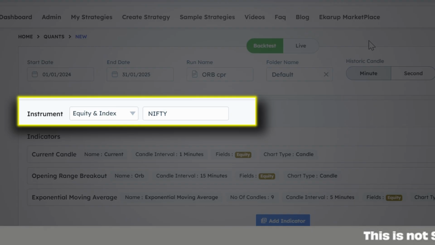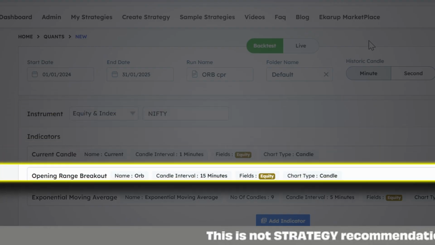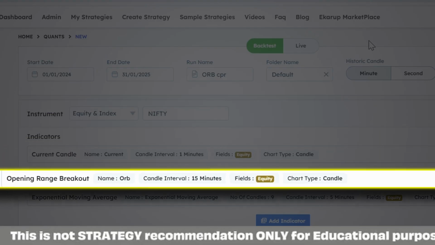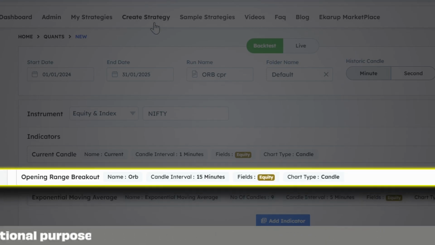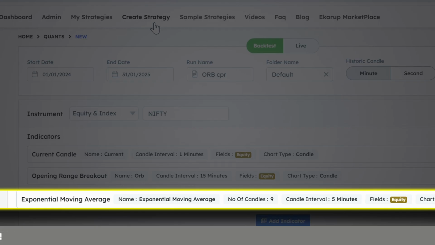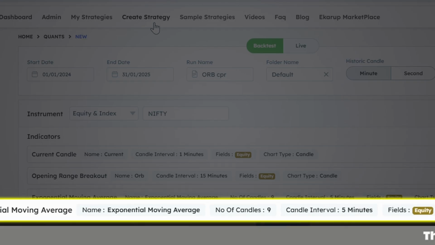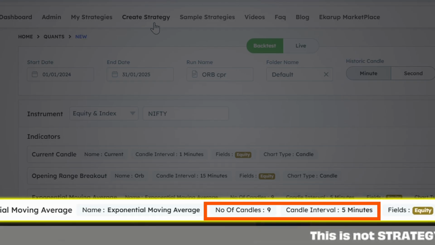The first indicator that we are going to add is opening range breakout. We will be seeing this in the 15 minutes candle frame. The second indicator that we are going to add is EMA, that is exponential moving average, with the period of 9 and in 5 minutes candle frame.